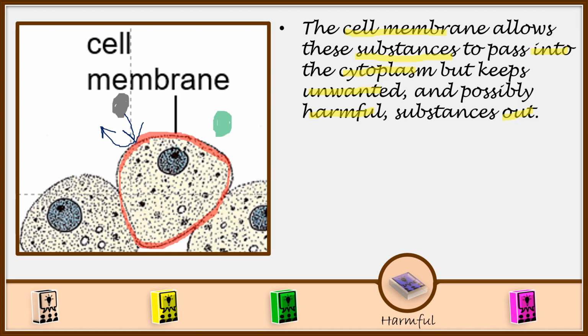And then there are other substances the cell membrane is going to allow to enter into the cell. And these substances, we have talked about them, like for example, oxygen and food substances. So it is the cell membrane which allows these substances to pass through into the cytoplasm or keeps them out of the cytoplasm. They may be harmful or they may be not wanted in the cell.